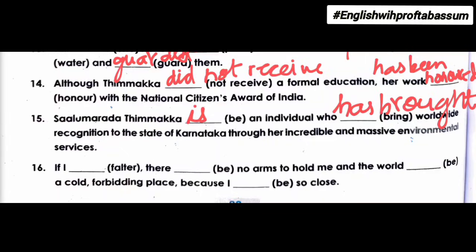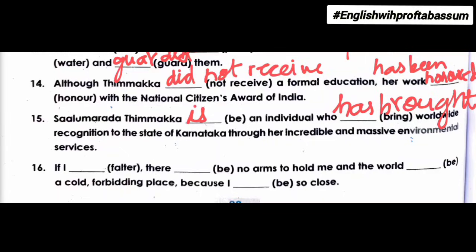Next question. If I dash there, dash no arms to hold me and the world dash a cold forbidding place because I dash so close. Let us see the first dash. The bracket word is falter. The rule is that if in the sentence you find if and it is showing an imaginary situation now, we need to apply the rule if plus past tense. This rule is applied only for things which really did not happen but we are imagining them. So the clue word is if. That's why falter will change to faltered.